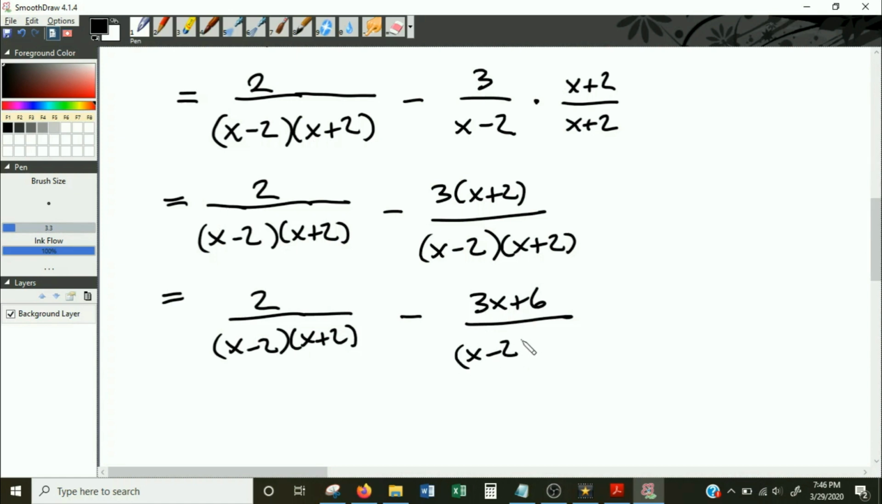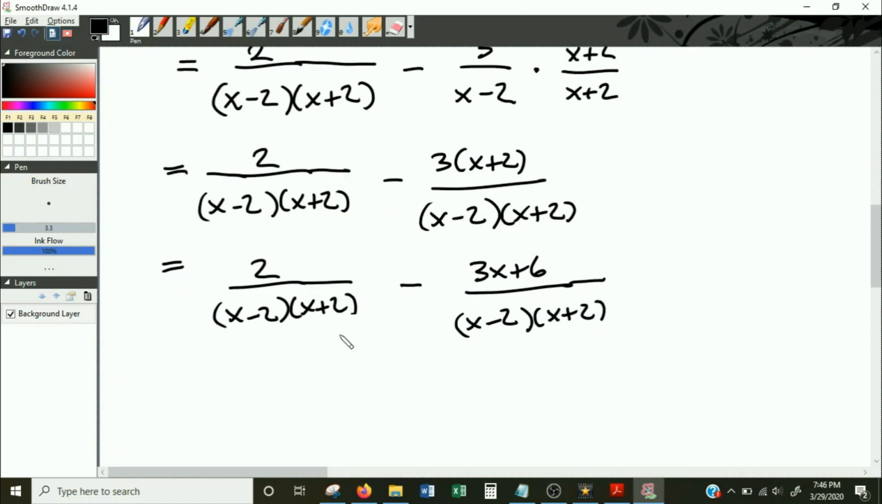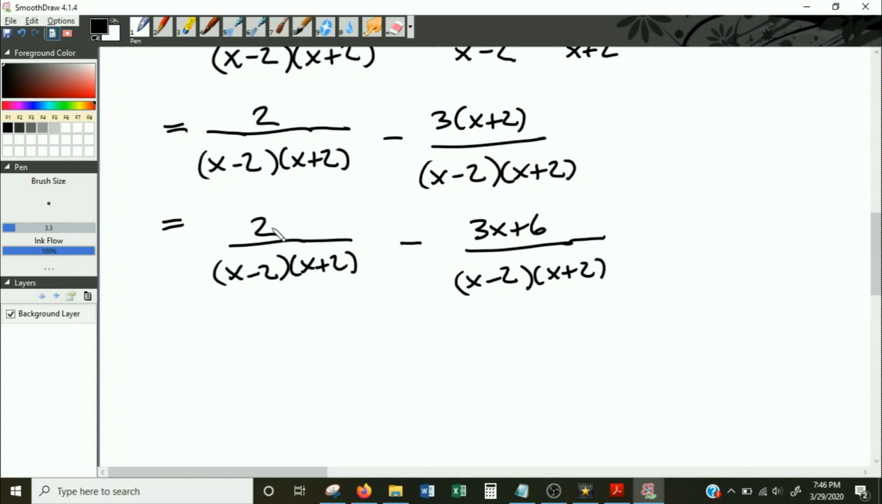x minus 2 times x plus 2. So we're getting closer slowly. Now what I'm going to do is combine the numerators of the two because the denominators are the same, so I can just directly perform the subtraction. So what that's going to look like is 2 minus.